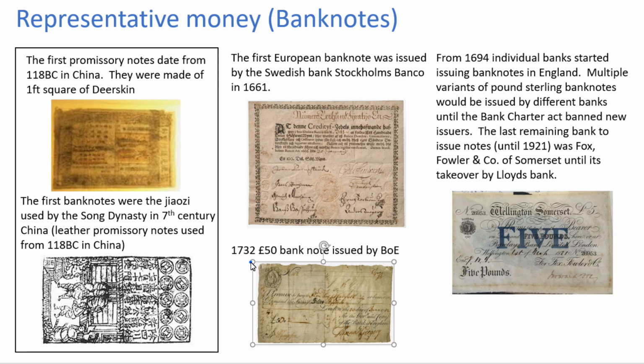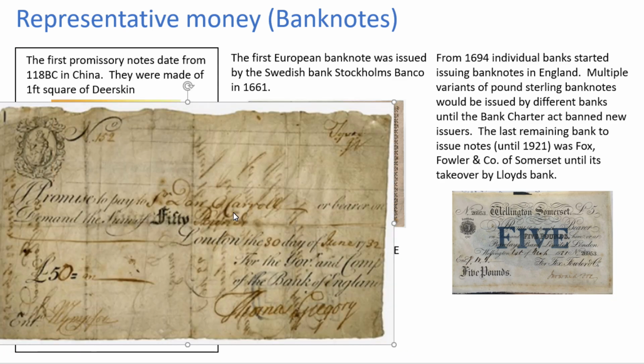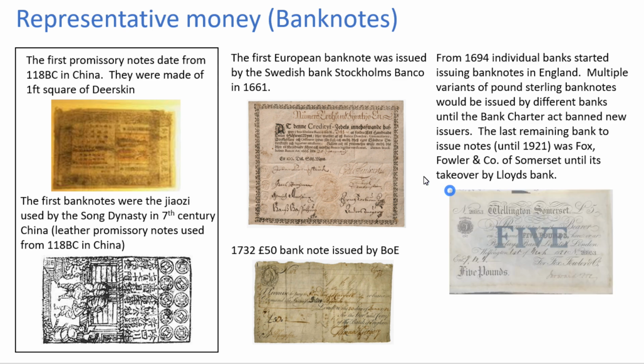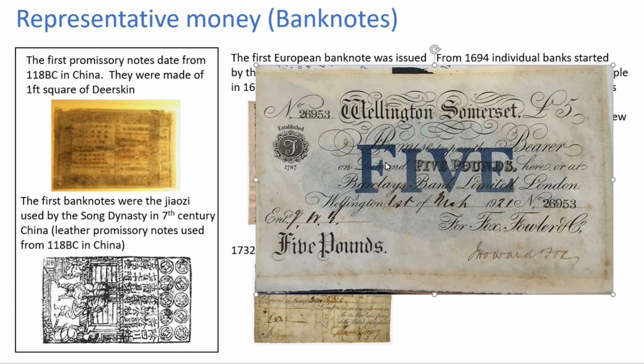Here we have a 1732 £50 banknote issued by the Bank of England. And an interesting thing is that now we're used to banknotes only being issued by the central bank, so the Bank of England in the case of the UK. However, when banknotes first came around in England, individual private banks all throughout the country would issue their own banknotes. So these were their own promissory notes. They weren't issued by the Bank of England, they were issued by the individual private banks.